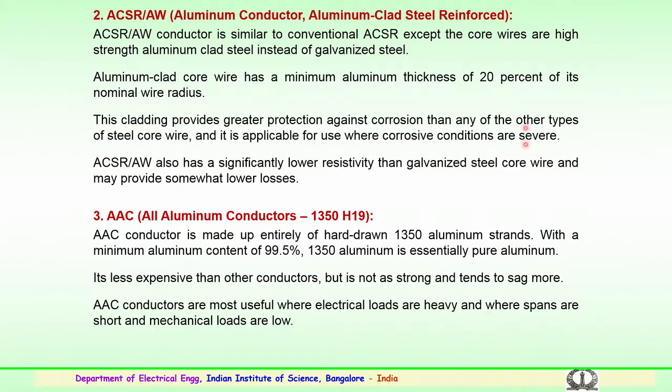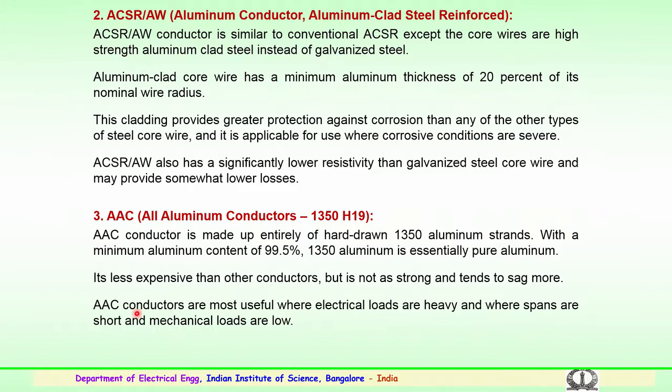The third type is AAC, that is, all aluminum conductors. 1350 is the aluminum alloy, H19 is the particular temper which is used for manufacturing of these conductors. So, AAC, all aluminum conductor, is made up entirely of hard drawn 1350 alloy aluminum strands with a minimum aluminum content of 99.5 purity. That is, 1350 aluminum is essentially a pure aluminum conductor.